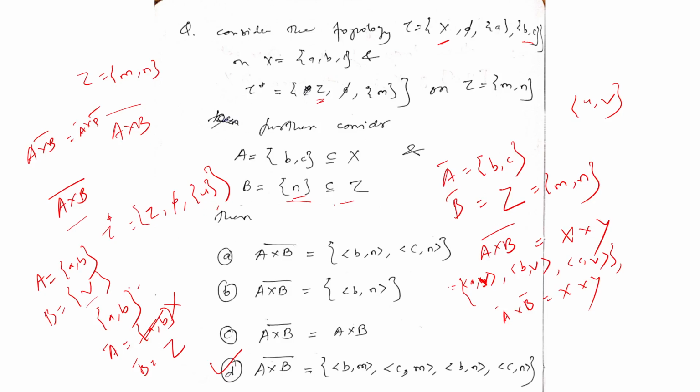ठीक है. तो V का closure is equal to Z. तो V क्लोजर आपका पूरा Z आ जाएगा. और A क्लोजर आपका पूरा का पूरा X आ जाएगा. ठीक है. तो ये हो जाएगा X क्रॉस Z. अब आप A क्रॉस B का क्लोजर निकालिए.